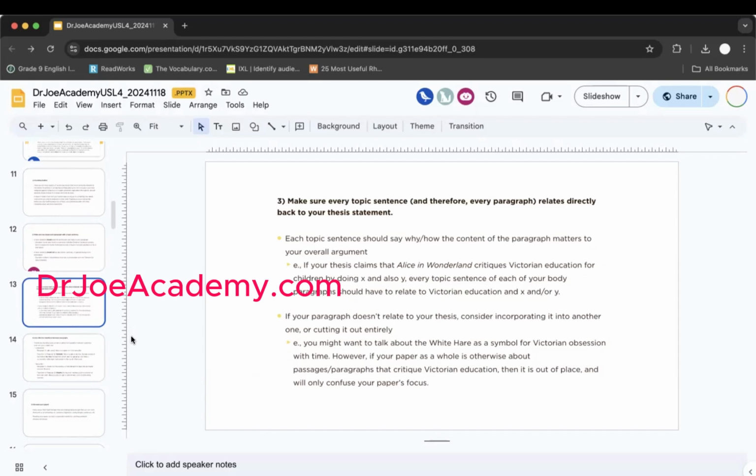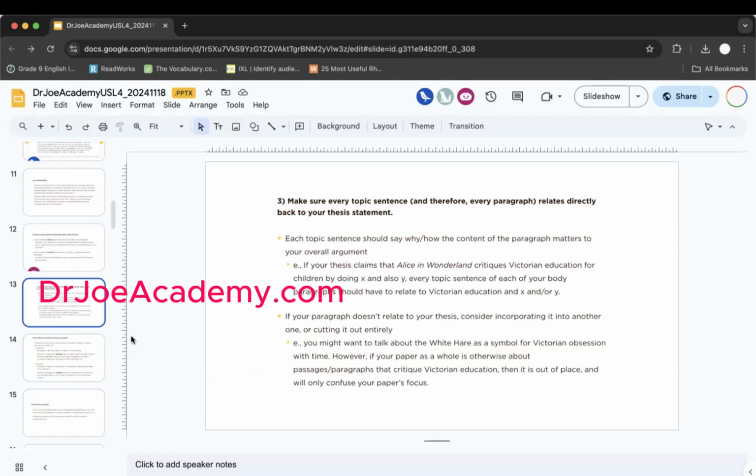Okay. 3. Make sure every topic sentence and therefore every paragraph relates directly back to your thesis statement. Each topic sentence should say why/how the content of the paragraph matters to your overall argument. If your thesis claims that Alice in Wonderland critiques Victorian education for children by doing X and also Y, every topic sentence of each of your body paragraphs should have to relate to Victorian education and X and/or Y.